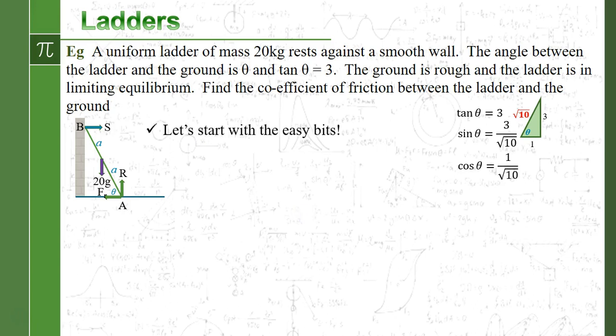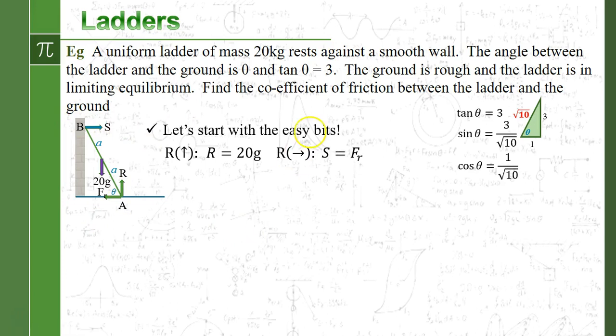Right, okay, let's start off with the easy bits, and for me the easy bits are resolving horizontally and vertically, so let's resolve vertically first of all. And clearly we've got our upward force, the reaction force, is equal to 20g. That's that bit done, nice and simple. Let's now resolve horizontally. Well, that one is even easier. We've got S going that way, we've got friction going that way, so we've got that.